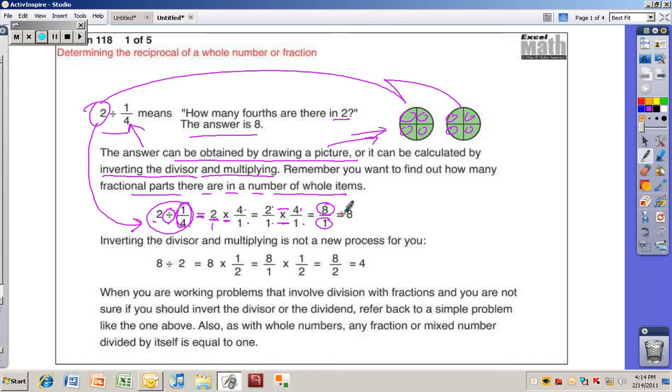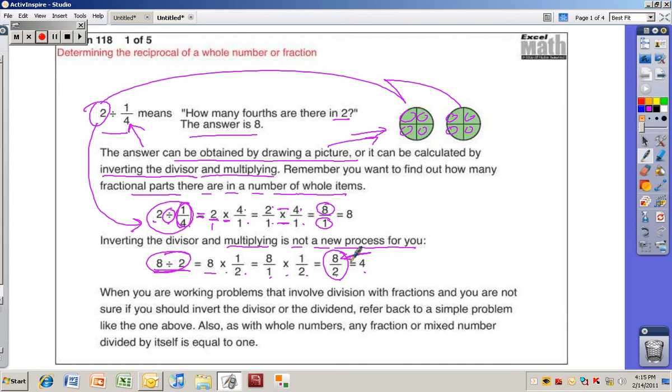All right, inverting the divisor and multiplying is not a new process for you. 8 divided by 2 is equal to 8 times 1/2. 8 over 1 times 1/2 is 8 over 2, which is equal to 4. Think about this. When you do 8 divided by 2, you know that that's the same as this. 8 divided by 2 is 4. And so what they're saying is it's something that you've already really been doing, you just didn't realize you were doing it. When you are working problems that involve division with fractions, and you are not sure if you should invert the divisor or the dividend, refer back to a simple problem like the one above. Also, as with whole numbers, any fraction or mixed number divided by itself is equal to 1. Okay, 2 different ideas there.